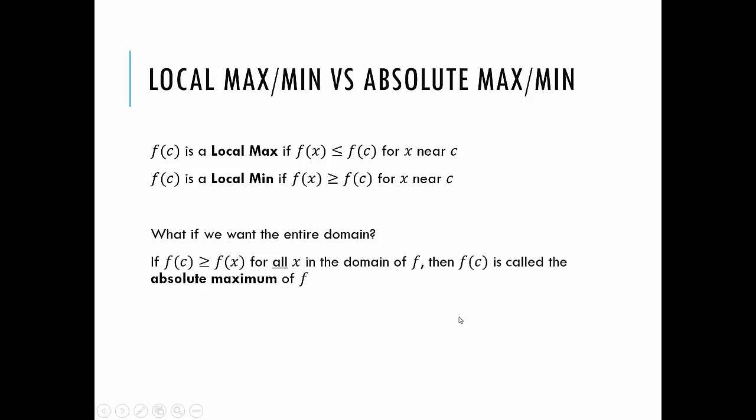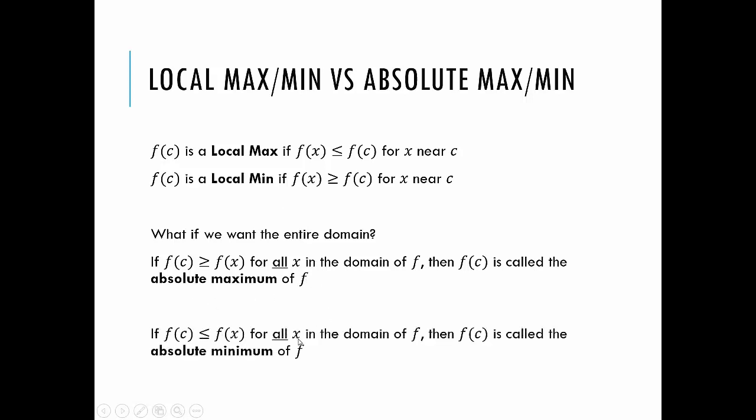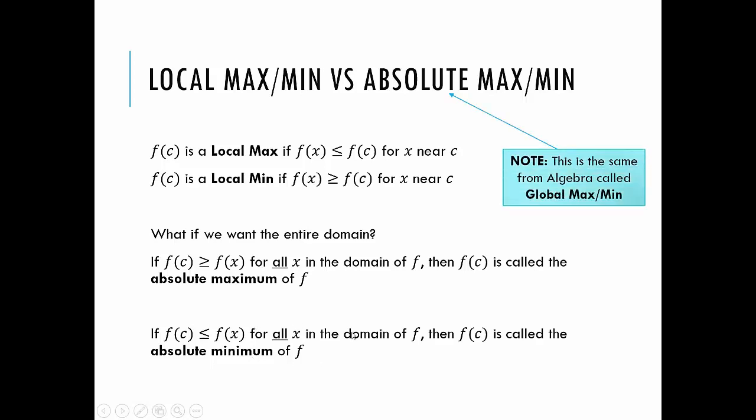Well, if we look at the entire domain, the only thing that changes here, instead of a local max and min, is we call this an absolute max and min. Now you're going to find your workbook in different places calls these different things. Local, sometimes you will see called a relative max or relative min. Absolute, you'll see called global max and min, and those mean the same thing. So in other words, a local max or min, I'm just in a specific interval near my point, where my absolute max and min, I'm looking at the entire domain.